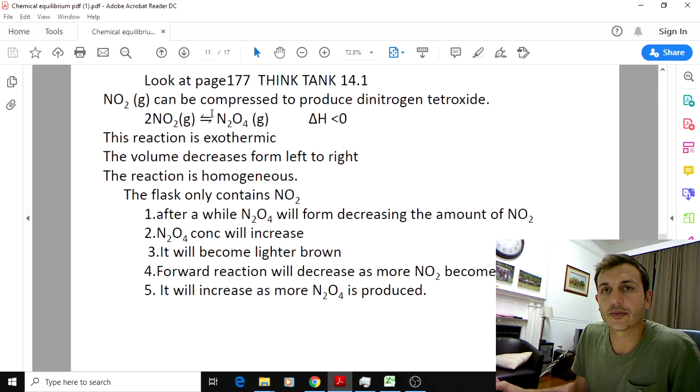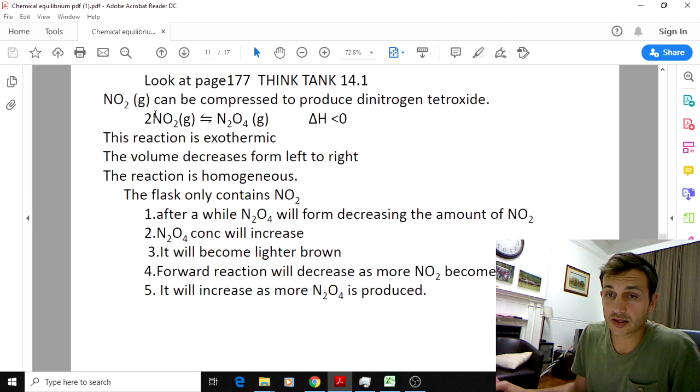Again, we need to look at information that's given to us. These are both gases. There are 2 mole of this. There's 1 here. And this tells us that delta H is negative, which means it's exothermic. It's an exothermic reaction. And it's homogeneous as well.